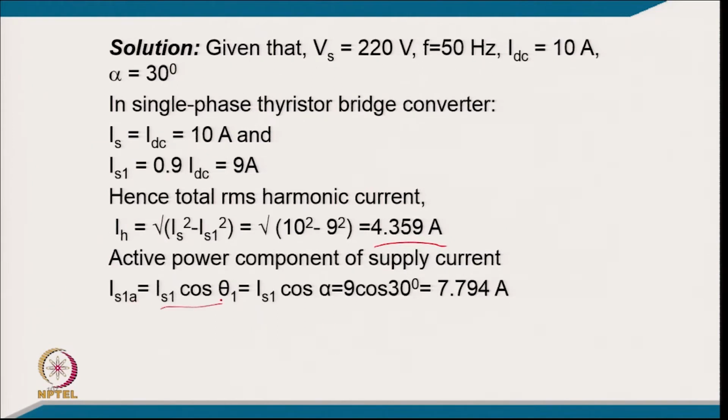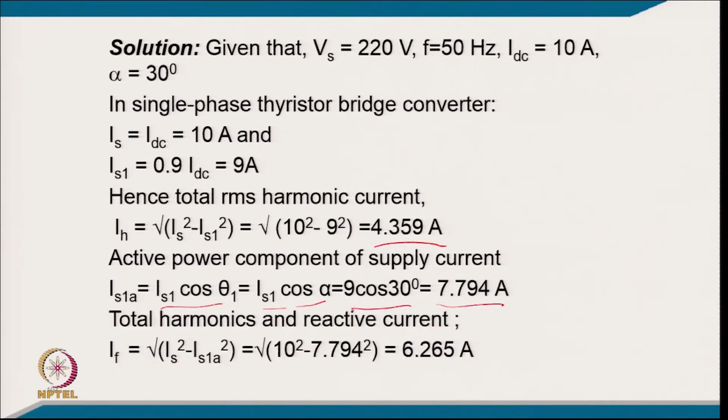and the active power component of the supply current will be IS1 cos theta 1, that will be IS1 cos alpha, putting the values, 9 into cos 30 degree, that comes to 7.794, and the total harmonics and reactive current will be IF equal to the square root of IS square minus I1A square, where I1A is only the active component. So, keeping the values it comes to 6.265 ampere.